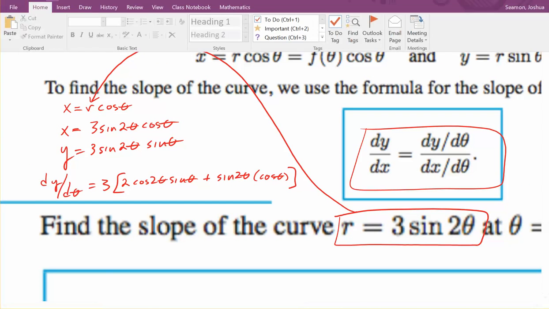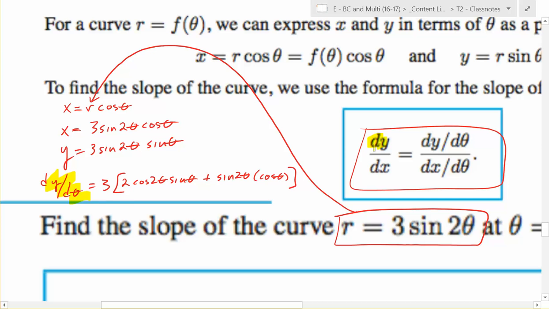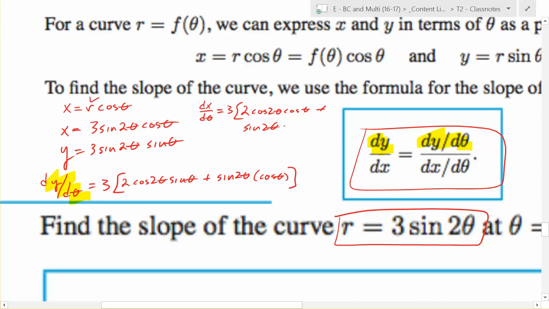So you have your dy d theta. That's that. Great, so what else do you need to find out? So if you do dx d theta, what's that going to be? 3 times what? 2 cosine 2 theta, cosine theta plus what? Sine 2 theta times negative sine theta. You with me? So we have both of these things.